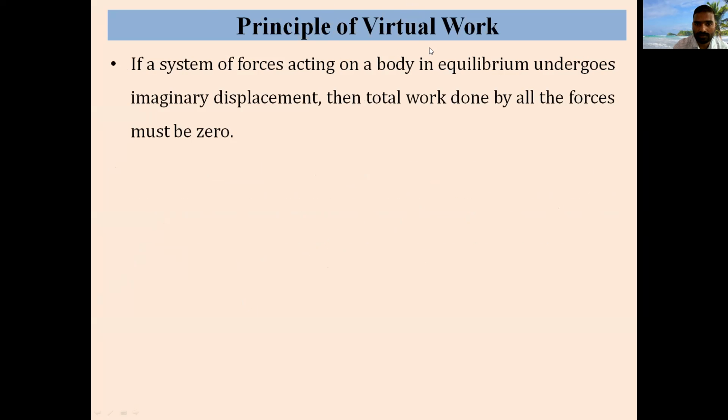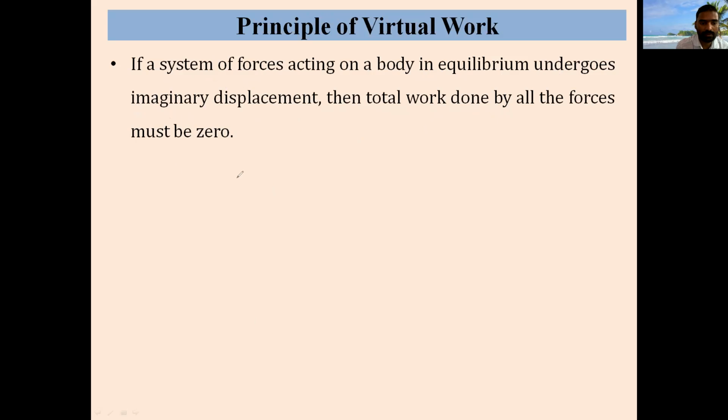In the principle of virtual work, if a system of forces acting on a body in equilibrium undergoes an imaginary displacement, the total work done by all the forces must be equal to zero. Whenever a body is acted on by a system of different types of forces and is in equilibrium, and it undergoes an imaginary displacement, then the total work done by those forces is equal to zero. It is an example.